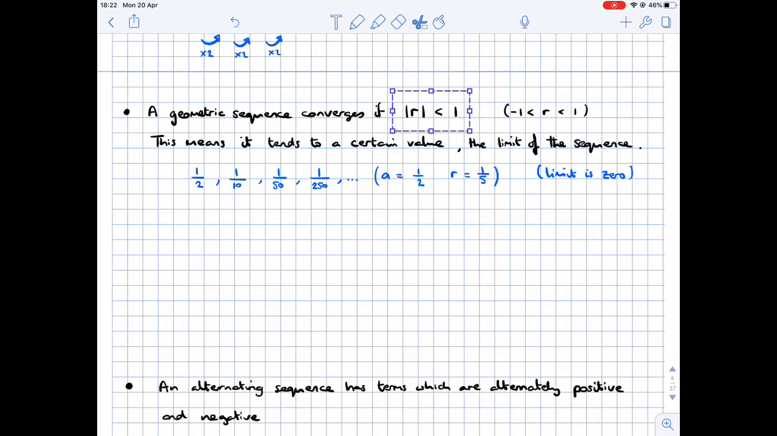So in this example, we can see that we multiply from a half to a tenth, we multiply by a fifth. And we do that in each case. And that would be repeated indefinitely, or for as long as the sequence is defined.